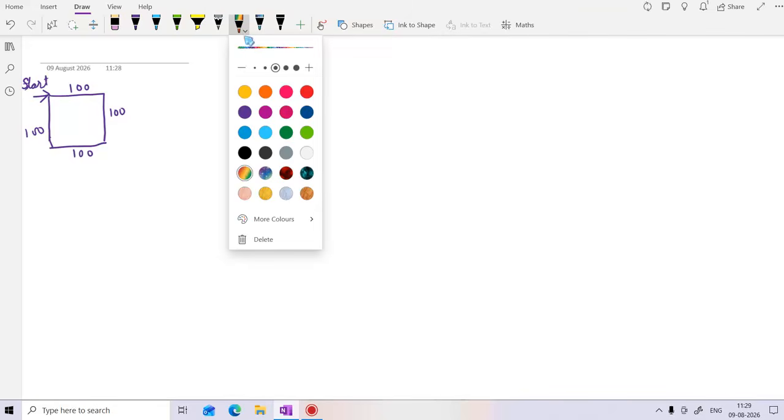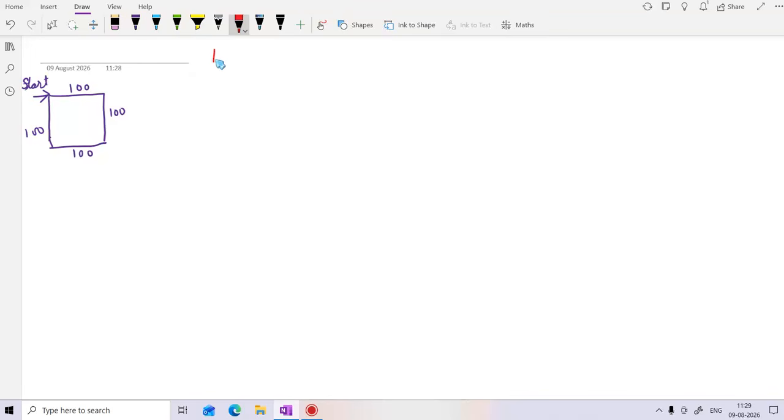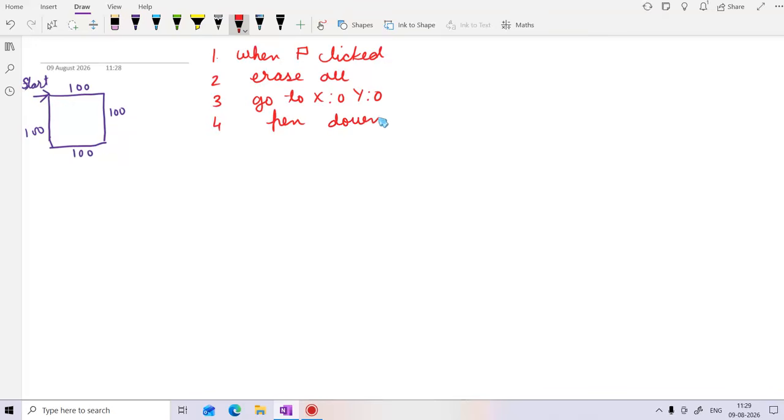So, this time I'm gonna use another color. Alright. So, let's see what is the first one. When flag clicked. Correct? Now, you should know very well. Yes, next one. What do you think? Erase all? Okay, erase all. Third one. Go to X0 and Y0. Fourth one, pen down, not pen up, pen down. Fine. Now, 4 compulsory command over.